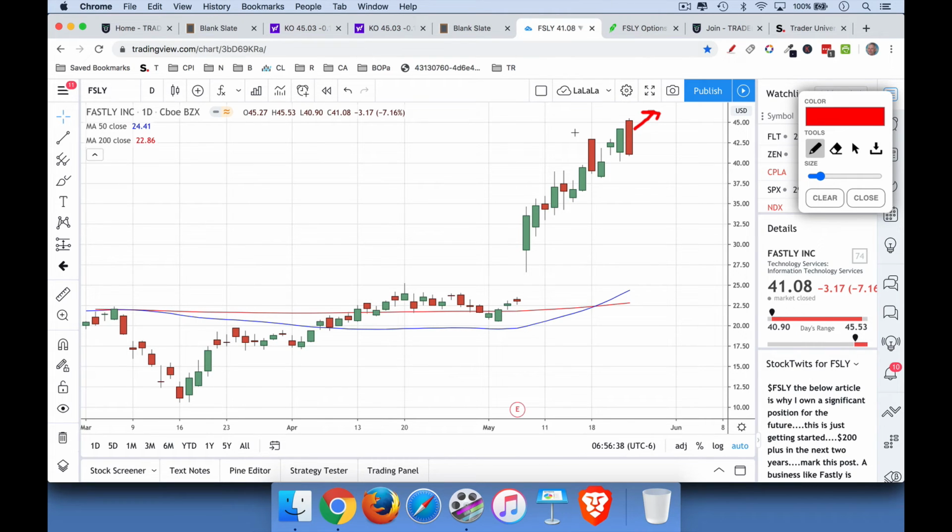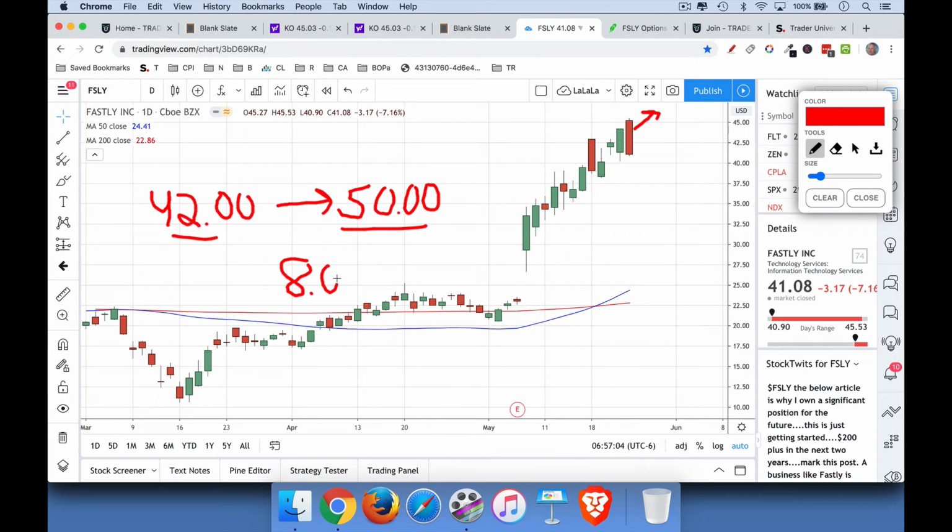Let's say it moves up to 50 at expiration. So we own the 42 strike price, and let's say the stock moves up to 50 right at expiration, or a day before expiration. Well, in that case, the value of this option will just be equal to the stock price minus the strike. So it will be equal to 8 if you get that fast move. And again, it has to do this before May 29th.